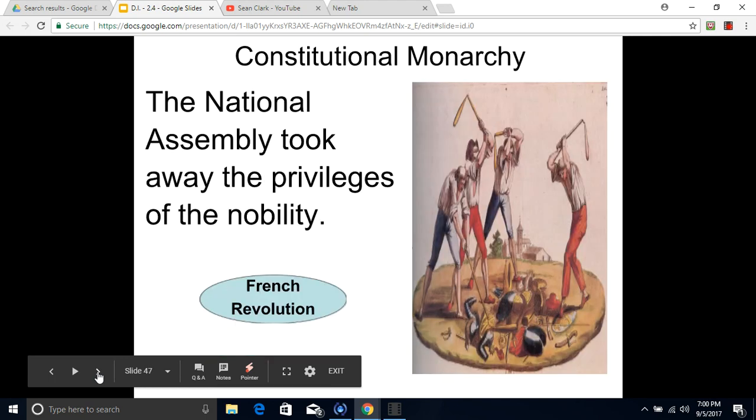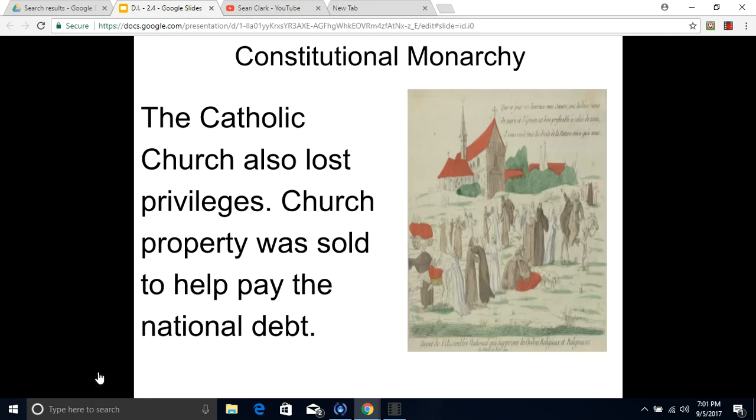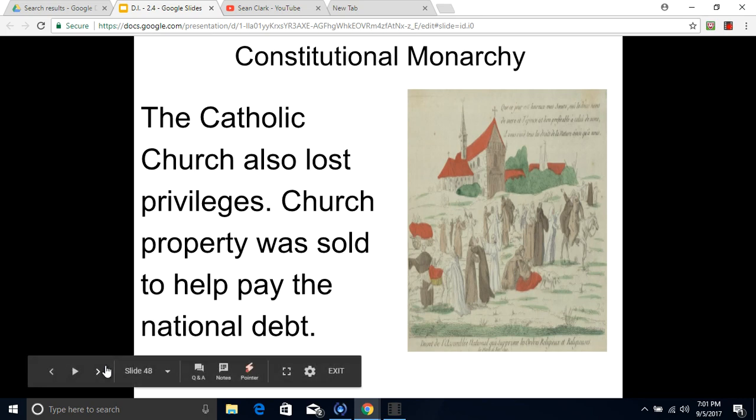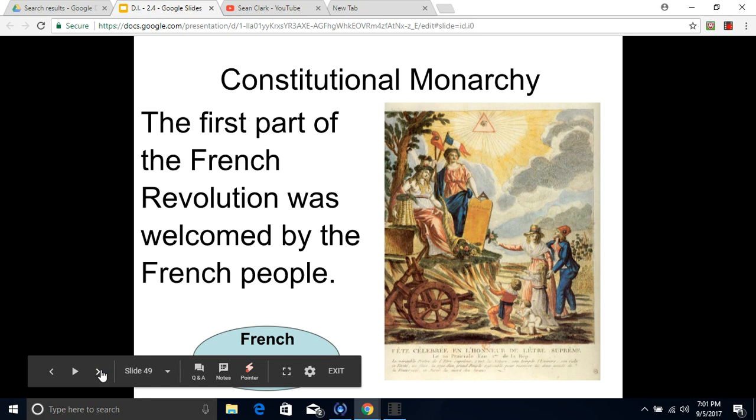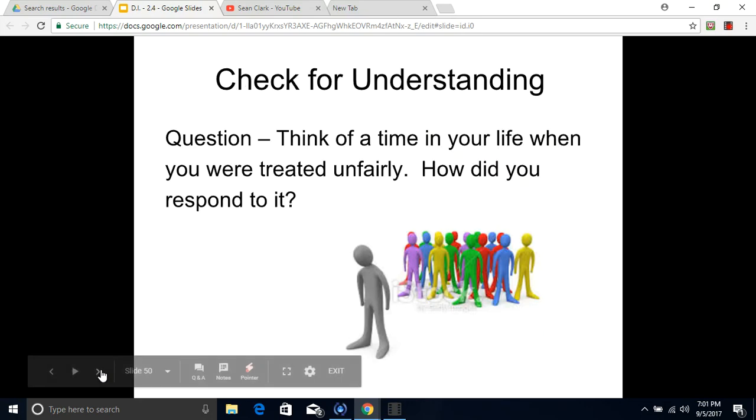By the way, this is a new heading entitled Constitutional Monarchy. The National Assembly took away the privileges of the nobility. The Catholic Church also lost privileges. Church property was sold to help pay the national debt. The first part of the French Revolution was welcomed by the French people.